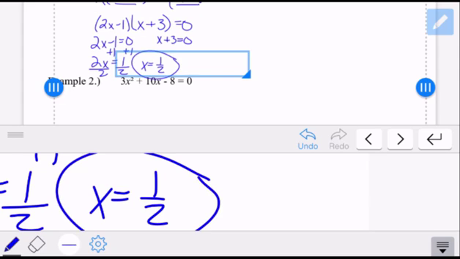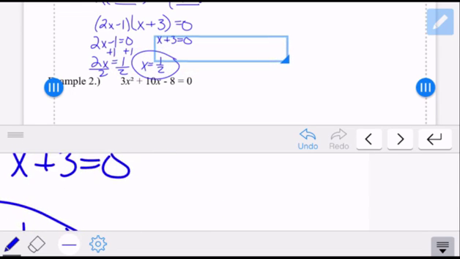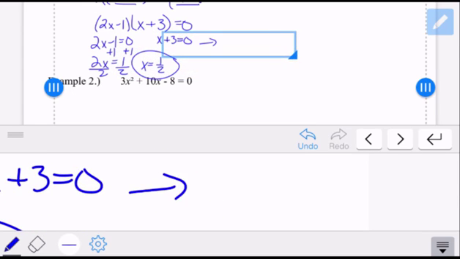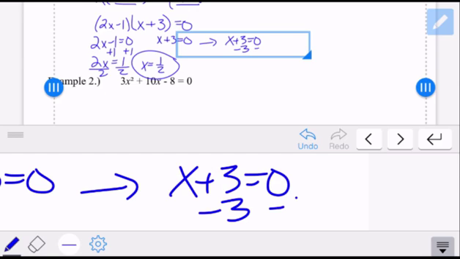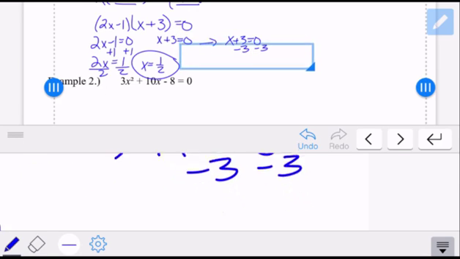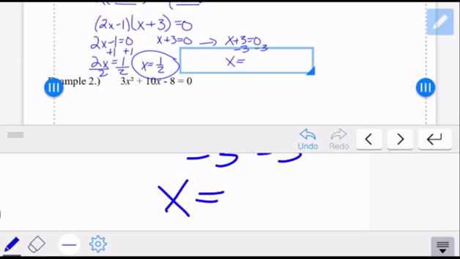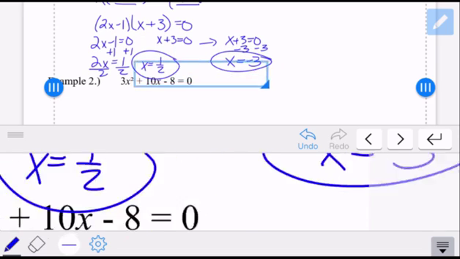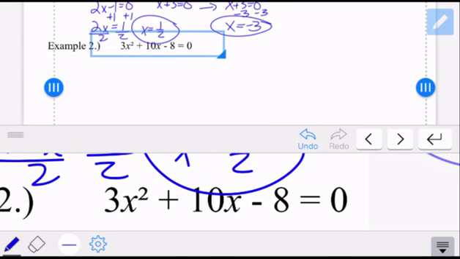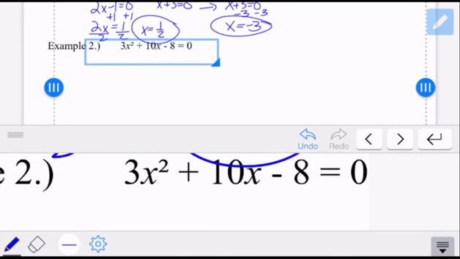So there's one answer. Now we've got to do this piece, so I'm going to just bring it over this way a little bit. So we would have to subtract that 3, and then we get x equals negative 3 for our other solution. Great, so let's try example 2. This was also like one that we did yesterday.